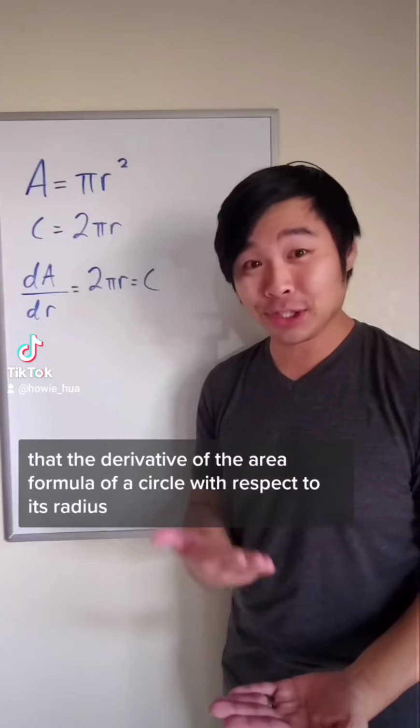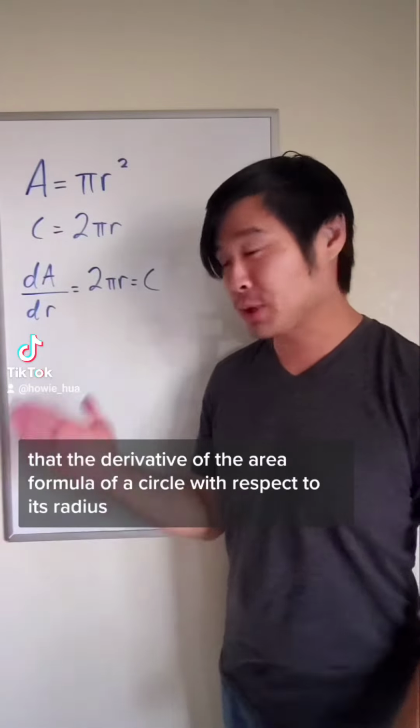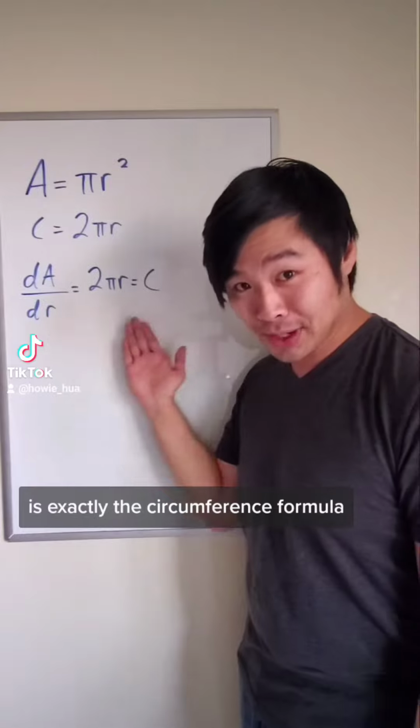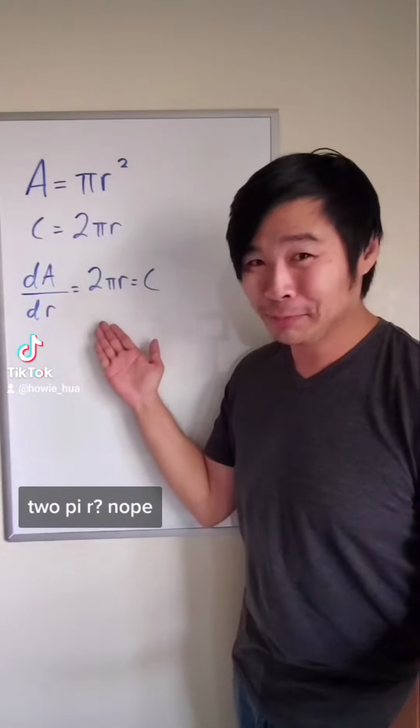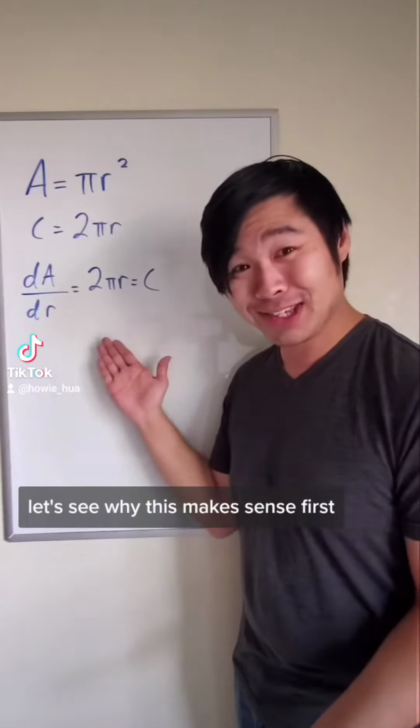Is it a coincidence that the derivative of the area formula of a circle with respect to its radius is exactly the circumference formula, 2 pi r? Nope, it is not a coincidence. Let's see why this makes sense.